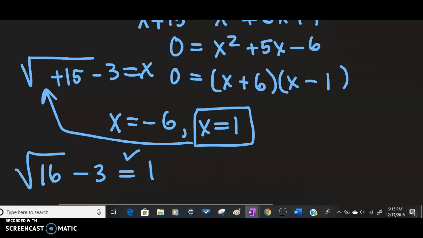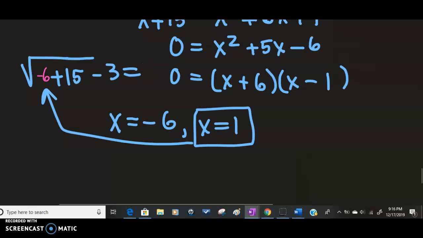So let's plug in negative 6 now. So we're checking, is this a true statement? Well, you get 9 here. Square root of 9 is 3. 3 minus 3 is 0. Not equal to negative 6. So this solution, no good. Throw that one out. So the only solution is when x equals 1.